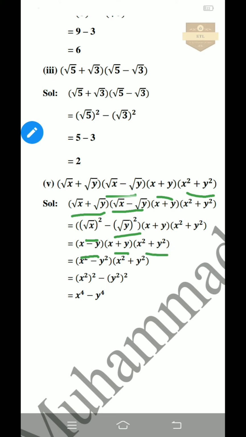Again, applying the same formula of a square minus b square, we have x power 2 minus y power 2 into x power 2 plus y power 2. In next step, again we will apply the formula of a square minus b square. So it is equal to x power 2 whole power 2 minus y power 2 whole power 2, which is equal to x power 4 minus y power 4.